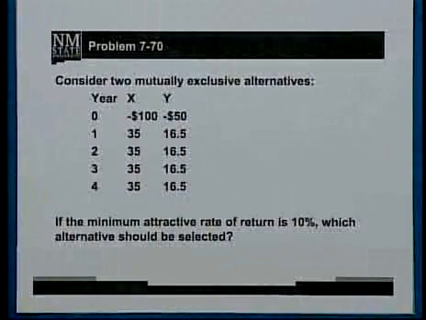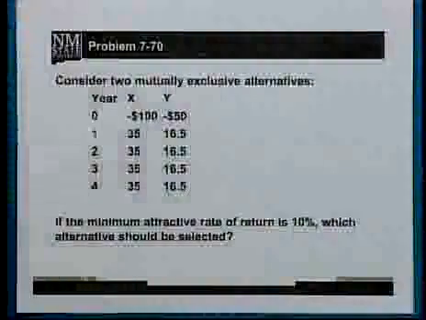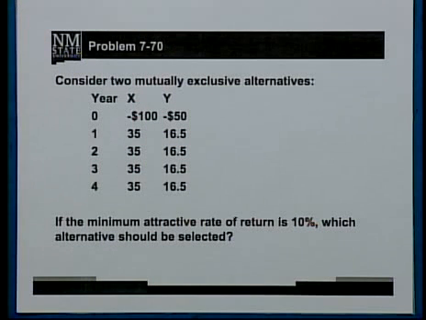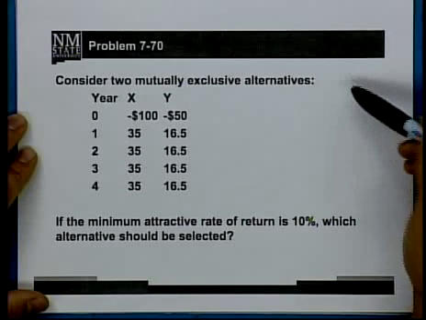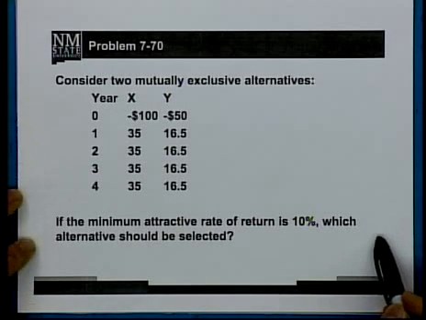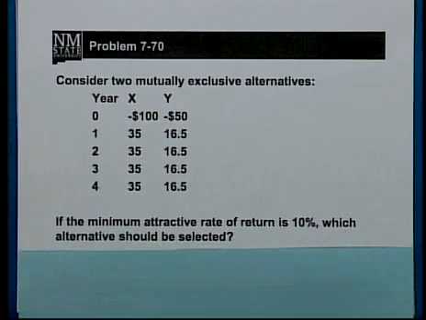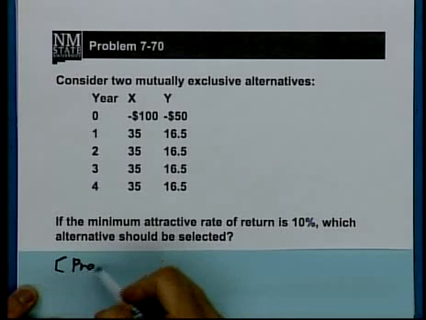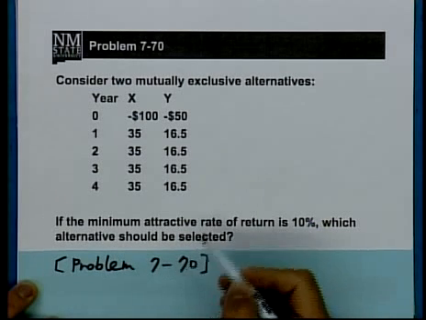Okay, the next problem that we are going to solve is problem 7-70. Again, problem 7-70 can be easily answered if the incremental analysis is used. So consider two mutually exclusive alternatives. If the minimum attractive rate of return is 10%, which alternative should be selected? So we are working on problem 7-70.